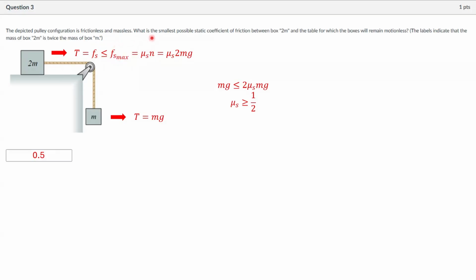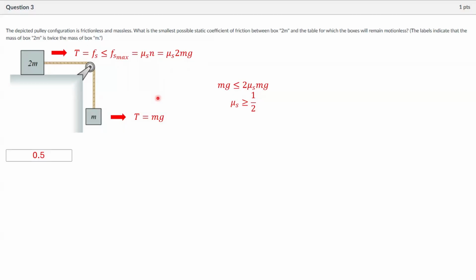So in this case, if we're looking for the smallest possible, we're effectively setting these two things equal to each other such that T is set equal to mu s N. And N, in this case, is going to be equal to the weight of the box because there are only two forces with vertical components. Normal force would be up because the plane is horizontal and perpendicular to horizontal is up, and weight points down. So in that case, the normal force would just be equal to the weight of the box, which in this case is 2m, the mass of the box, times g. So what we're saying here is T equals mu s times 2mg.